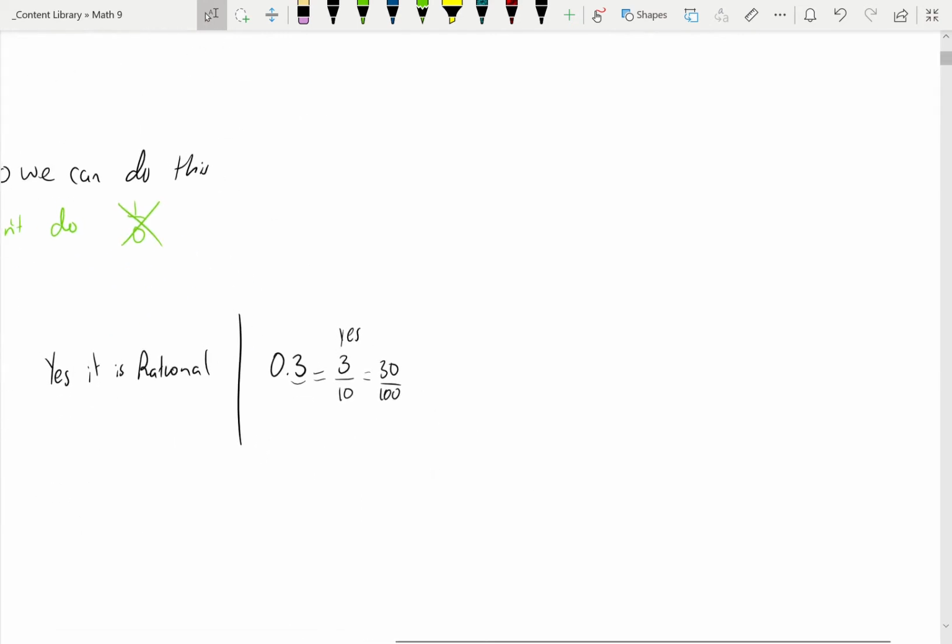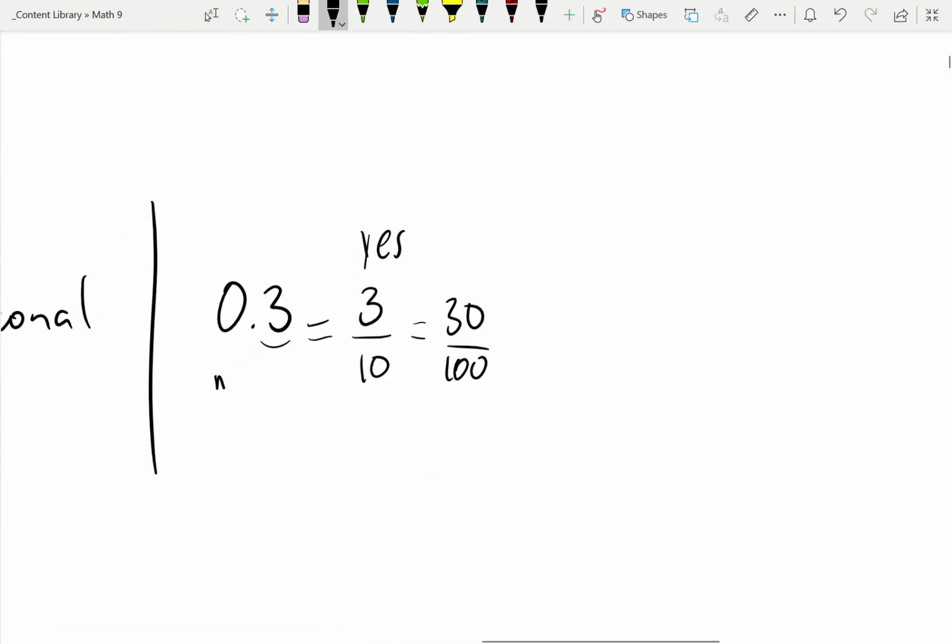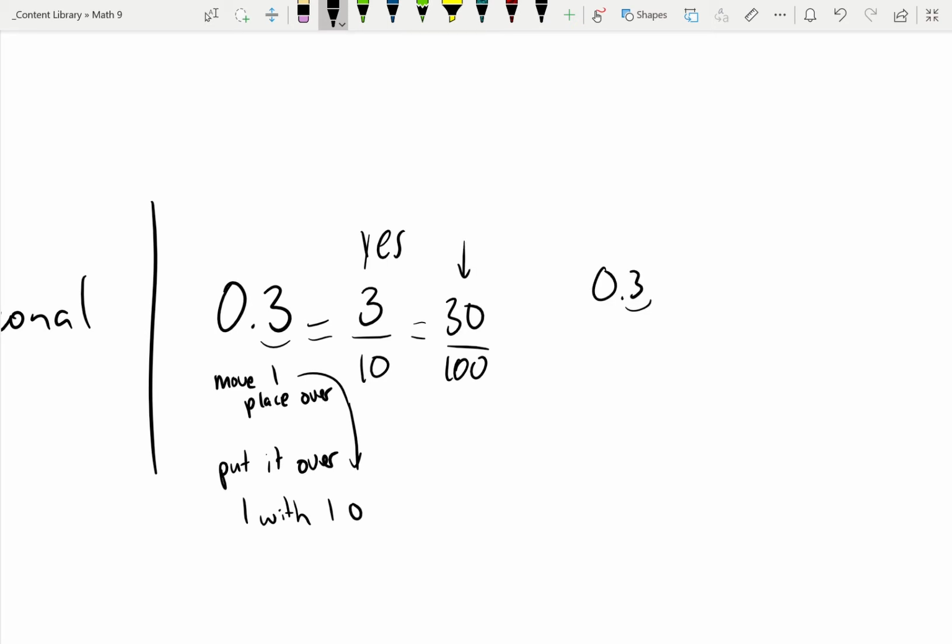So there is a trick here that I move one place over. So I put it over 1 with a 0 for how many times I've moved it. Or here, I've moved the decimal place over from 0.3, I went 1, 2 to get 30. So in this case, I would put 30 over 1 with 2 zeros, or 100. So that's not a problem.